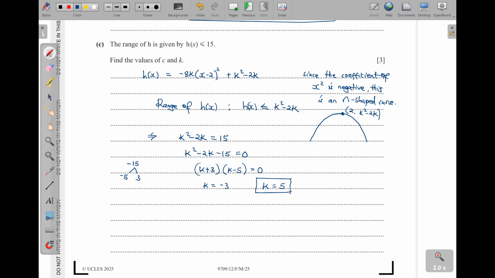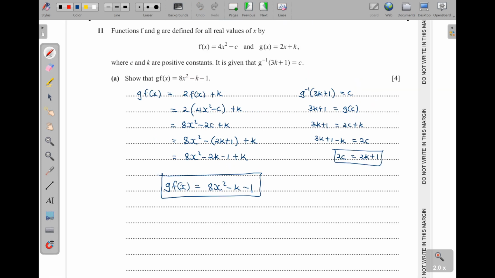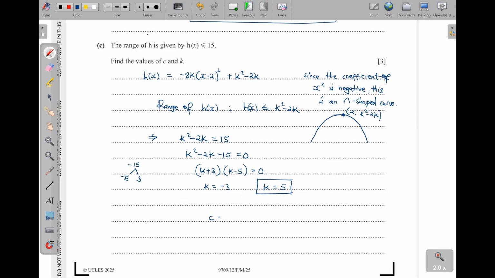Now when we go back and we check, we see that 2c is equivalent to 2k plus 1. So I'll have c equal to 2k plus 1, then I divide by 2. So c is going to be (2k plus 1) over 2. We shall have 2 times 5, which is 10, plus 1, 11, divided by 2, that is 5.5. So c is going to be 5.5, or you can write it as 11 over 2. And that is that. So this has been it for this paper.